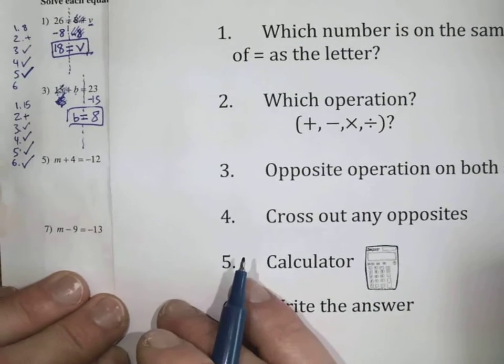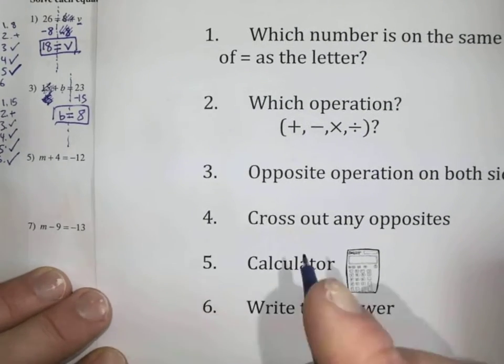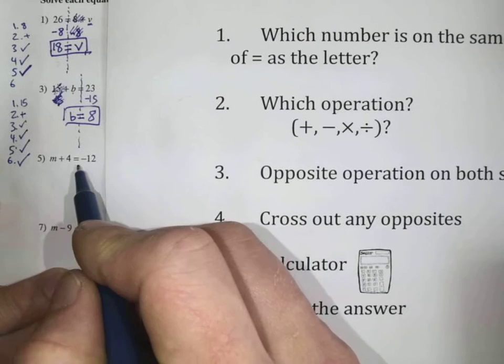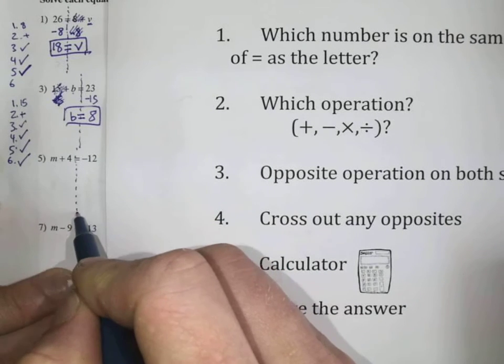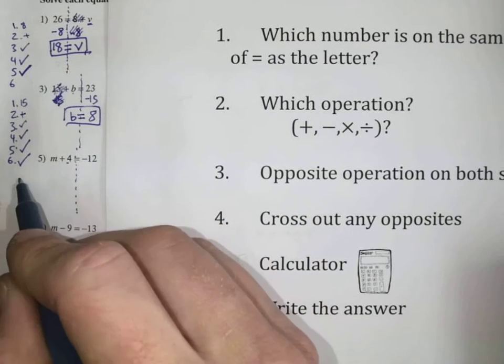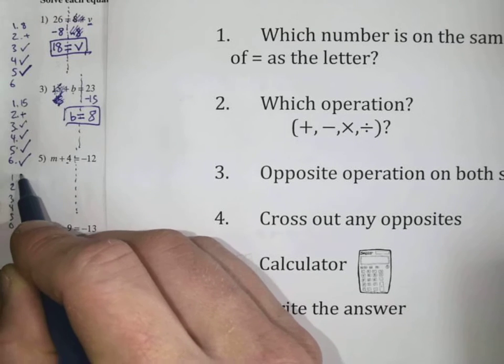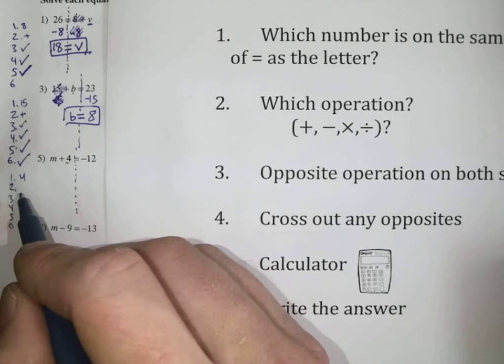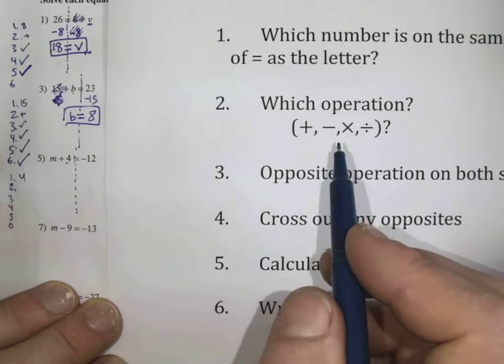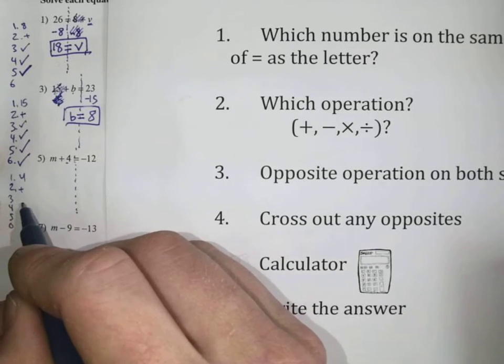So we'll go through these again. Which number is on the same side of the equal sign as the letter? That'd be number 4. So my answer for number 1 is 4. Okay. Number 2, which operation? It is, again, an addition question.